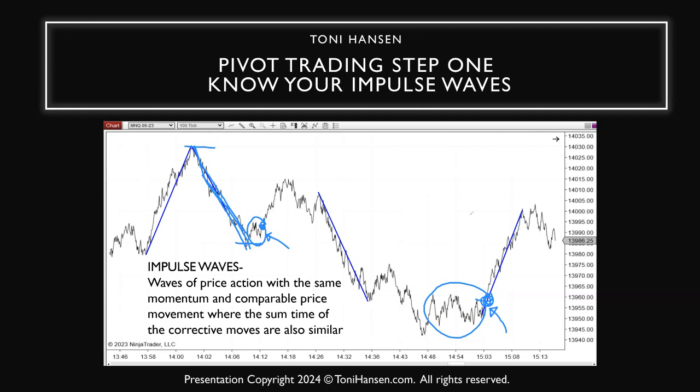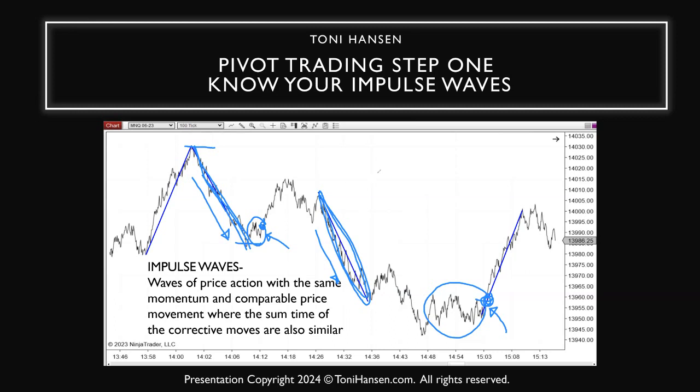And what's really cool about the market is that these larger impulse moves repeat over and over again, where as long as the momentum or the rate of change of the price action is the same, you're often going to get the same size of a move as well before you get a pause.